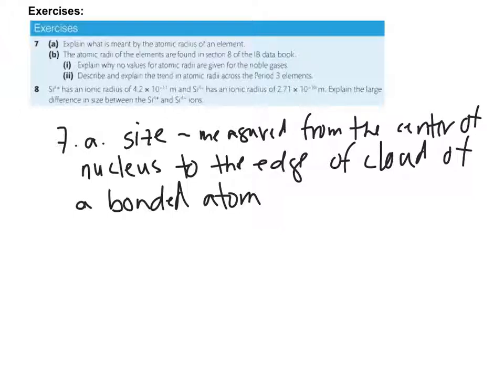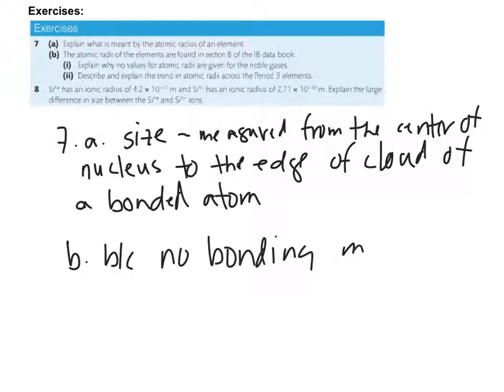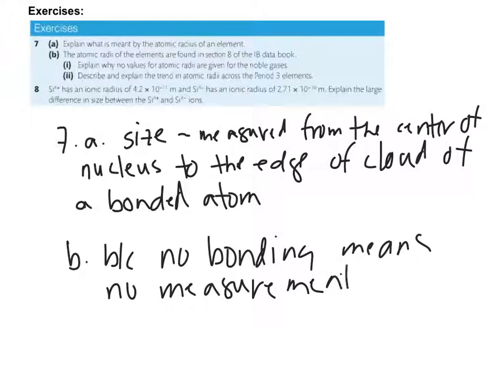The atomic radii are given in the data booklet. Explain why no values for atomic radii are given for the noble gases. And B, the reason for that is because no bonding means no measurement according to the definition. It's not that they don't have a radii, we just don't have a way to measure it consistently in the manner that other atoms have their radii measured.